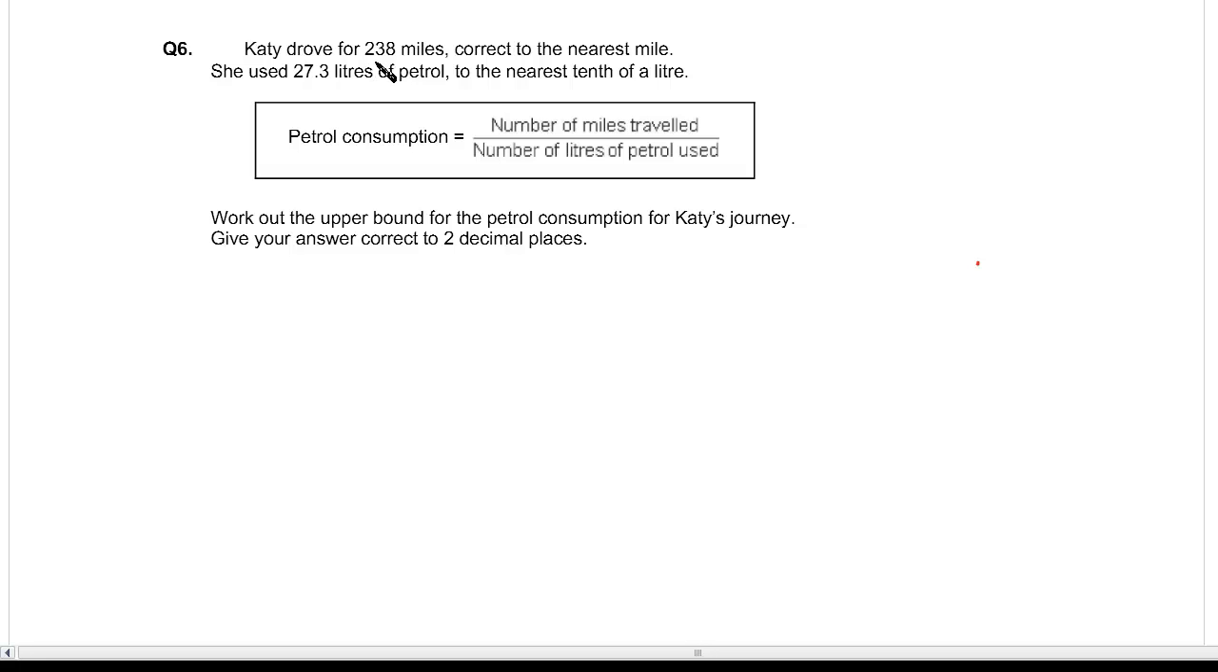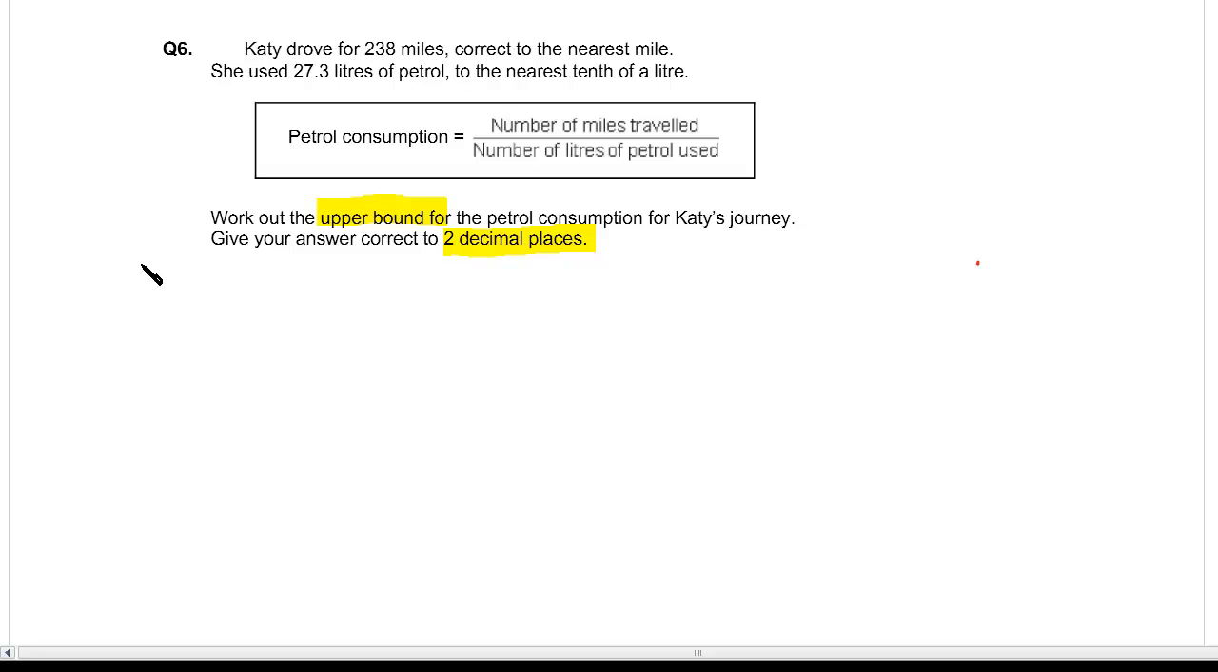Alright, in this question we've got some measurements given to us which have been rounded. One to the nearest mile, one to the nearest tenth of a litre. We're going to work out the petrol consumption, but we want to work out the upper bound for the petrol consumption, and we're going to give our answer to 2 decimal places.